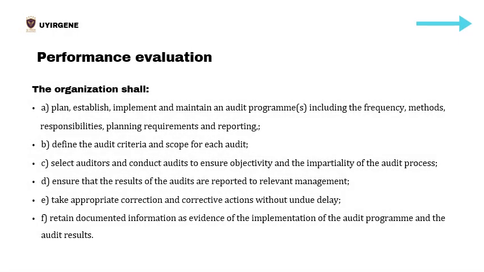The organization shall plan, establish, implement, and maintain an audit program including the frequency, methods, responsibilities, planning requirements and reporting, which shall take into consideration the importance of the processes concerned, changes affecting the organization, and the results of previous audits. Define the audit criteria and scope for each audit. Select auditors, and conduct audits to ensure objectivity and the impartiality of the audit process. Ensure that the results of the audits are reported to relevant management. Take appropriate correction and corrective actions without undue delay. Retain documented information as evidence of the implementation of the audit program and the audit results.